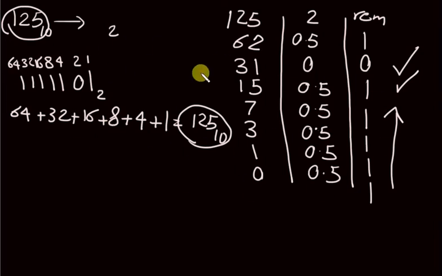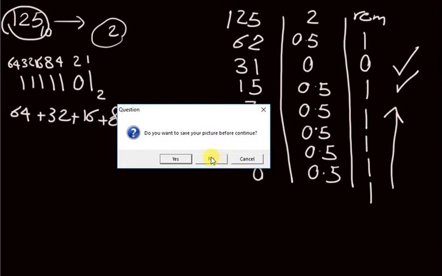So this is one of the ways that you can convert your decimal number to base 2 or binary numbers. Now I'm going to open a new page and show you another way, and you can do whichever way you're comfortable with. So I have 125 base 10 here, and I want to convert it to binary or base 2.